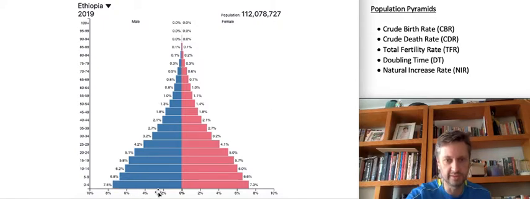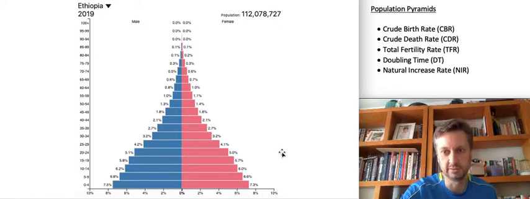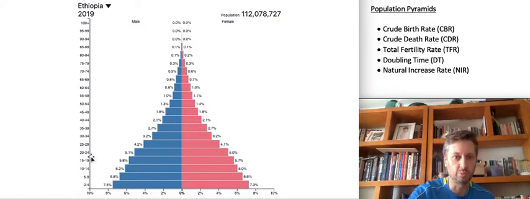First of all, the x-axis shows you the size of the population. In this case, they've given it as the percentage of the total population. It could also be in numbers as well. And the y-axis splits the population up into age groups. And usually it's in 5-year intervals.